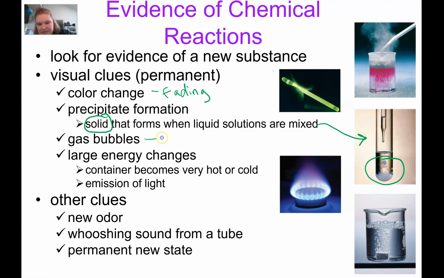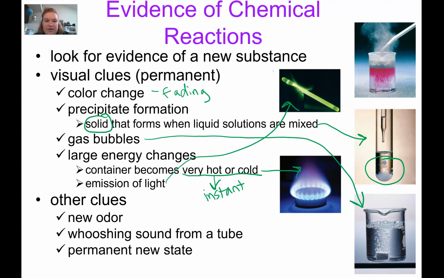Gas bubbles. So you can see down here we have a reaction with some gas bubbles. A large energy change. So either something that becomes very hot or very cold. So when I think very hot and very cold in terms of chemical reactions in the real world, I always think of those instant heat and cold packs. I don't know if you have any of these, like in a first aid kit. We keep them around in case of injuries, but you just pop a bubble inside of them and it allows a chemical reaction to happen. The other one on here is emission of light. So we do have a burning of gas, and we have a glow stick over there.